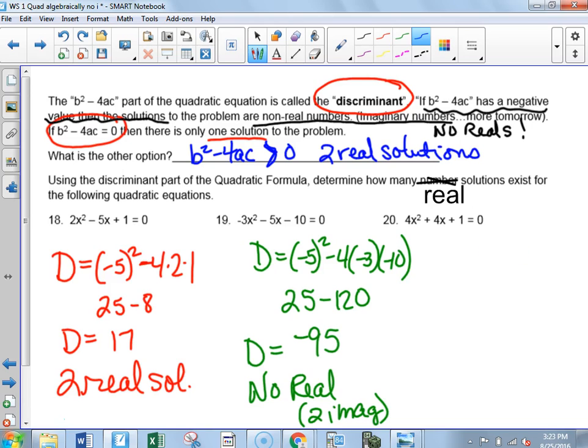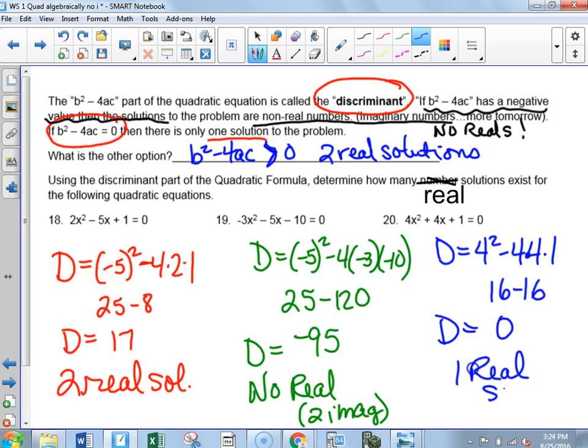All right, what's the other option? Wild guess what this one's going to be? b squared minus 4ac is 16 minus 16 is 0. What does that mean again? If it's a perfect square, there's 2 rational. But if it's 0, it's negative b plus or minus 0, so you only get 1 real solution. Yep. And it is rational. That one solution will be rational, either a whole number or a fraction.